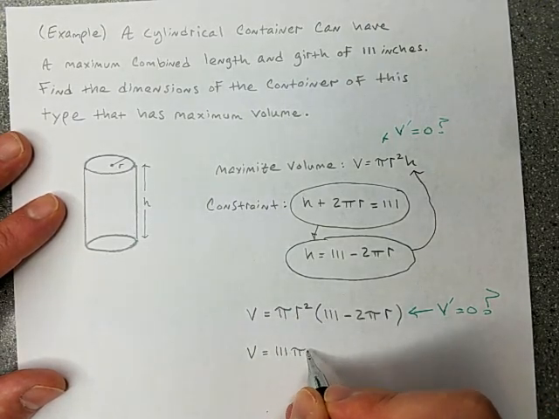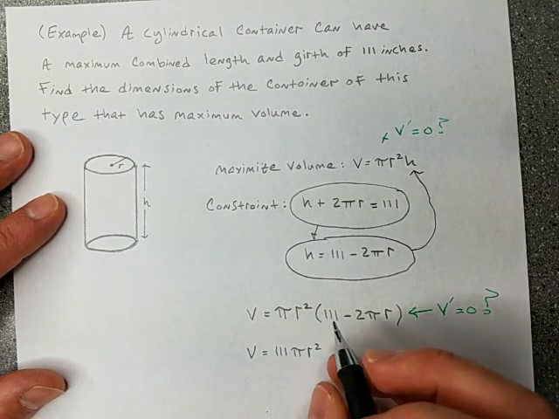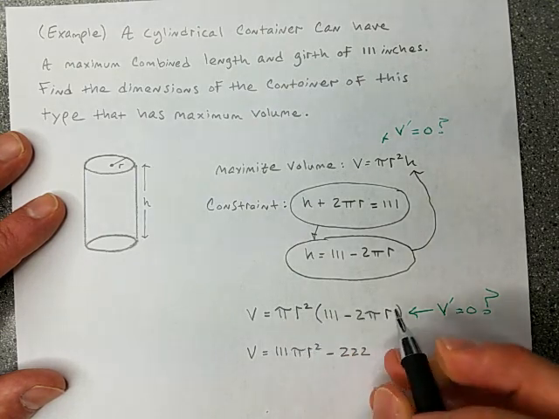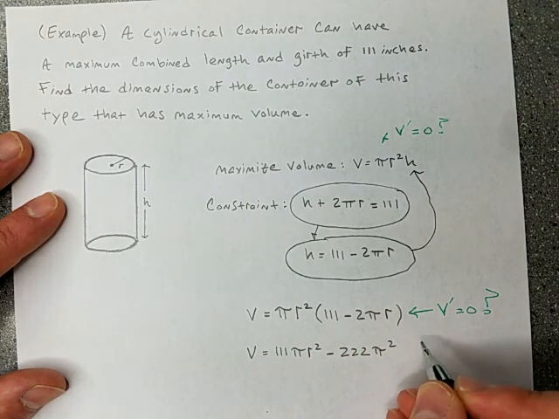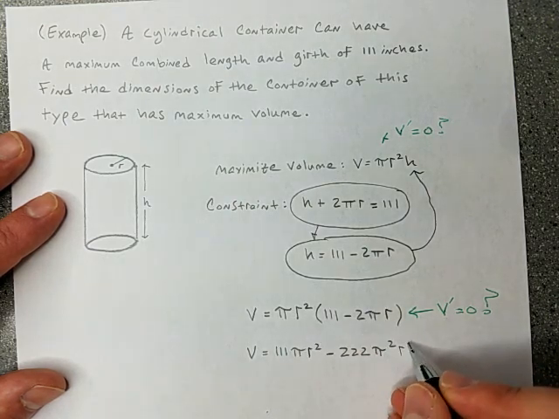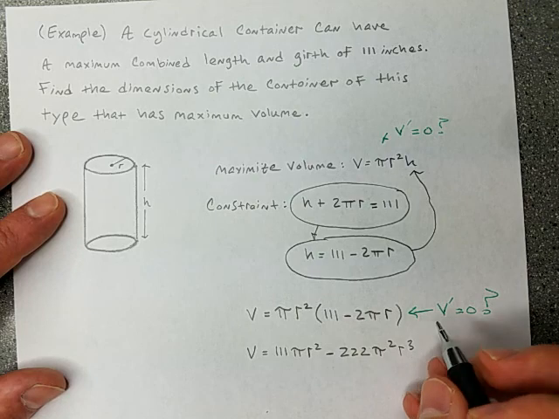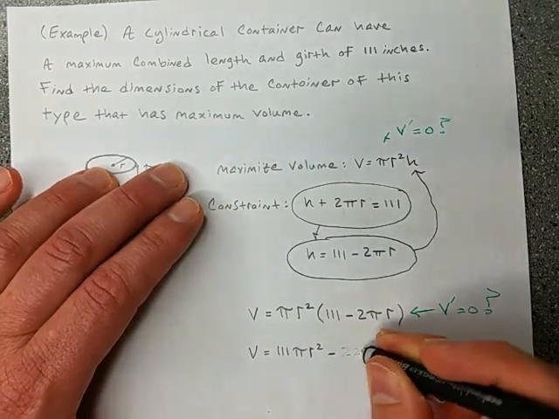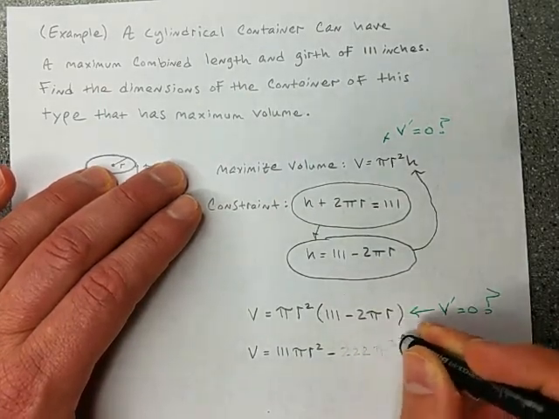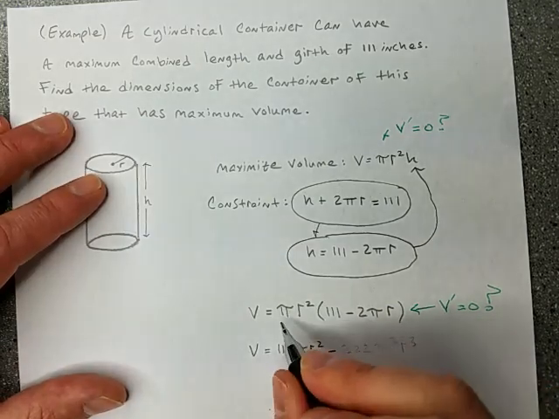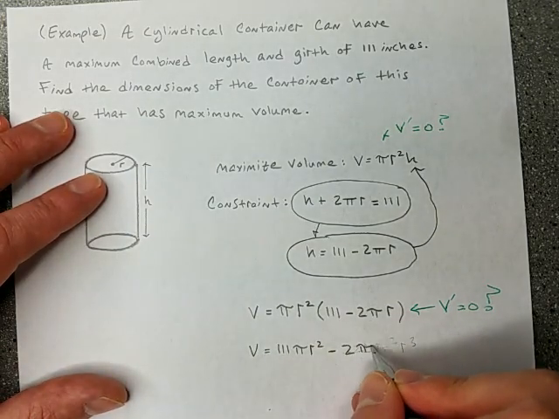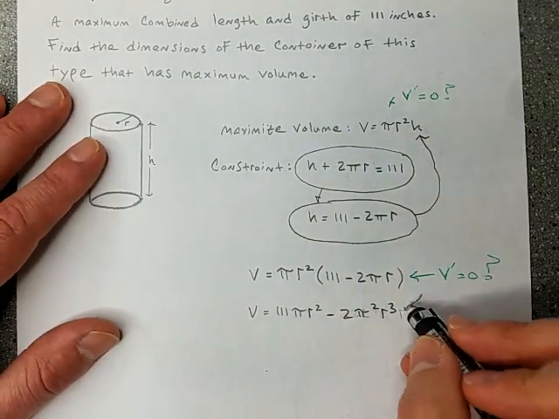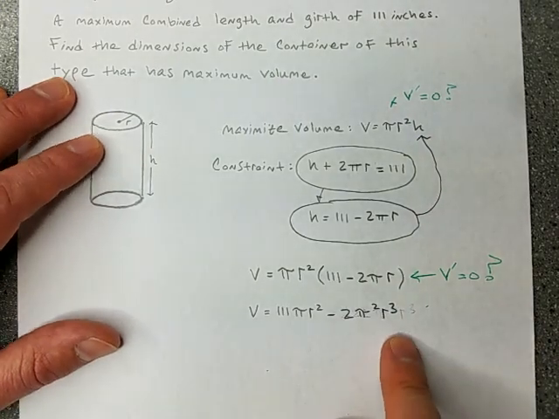111 pi r squared, minus 222 pi squared, r to the third power. Oh, what am I doing? I'm sorry. I'll get there. So 2 pi squared r to the third power. Okay, there we go. So from this, I'll find the derivative.